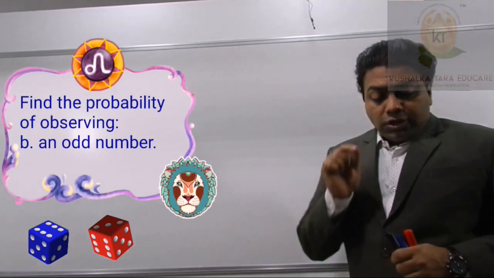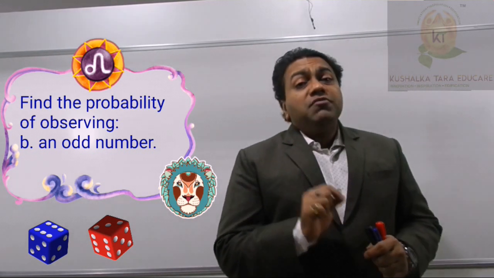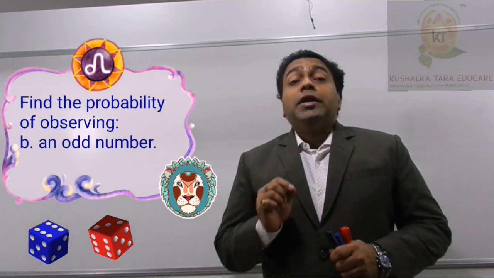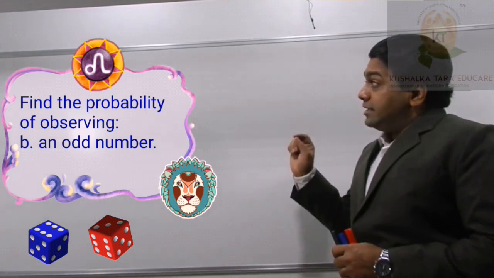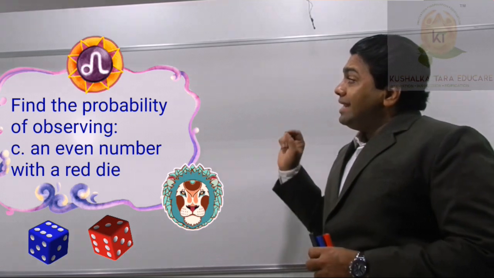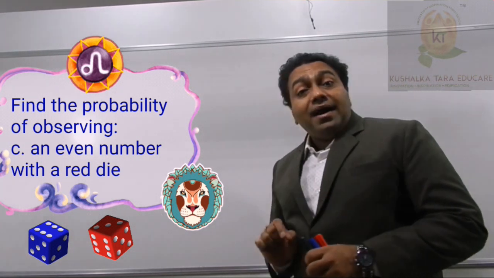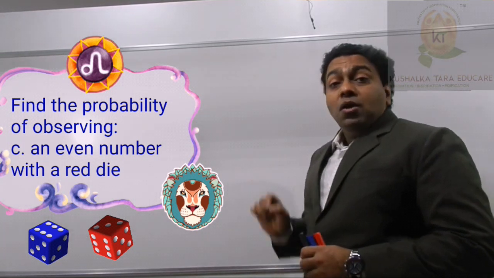Step number 2 says, find the probability of observing an odd number. You need to find the probability of observing an odd number. The next question states, find the probability of observing an even number with a red die.